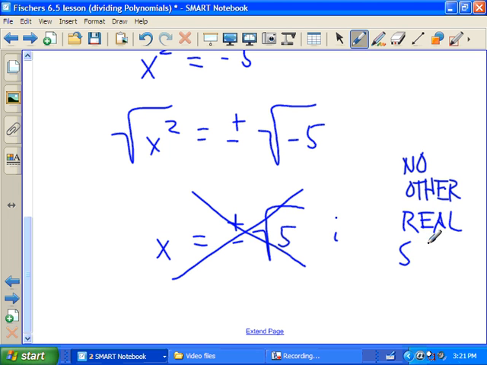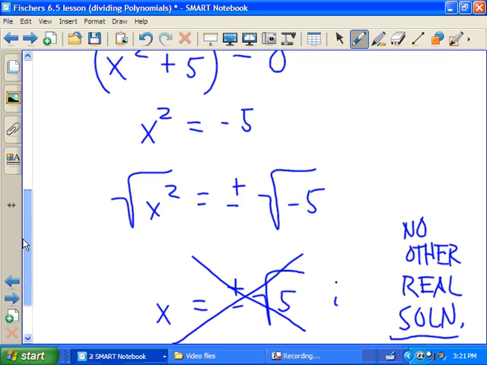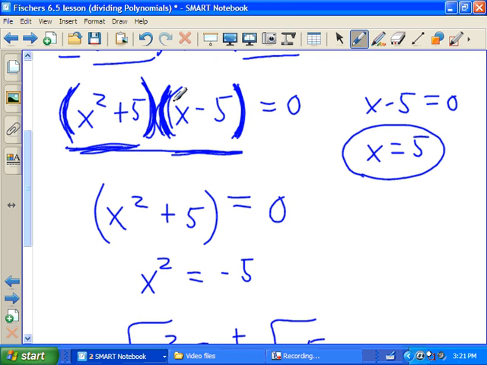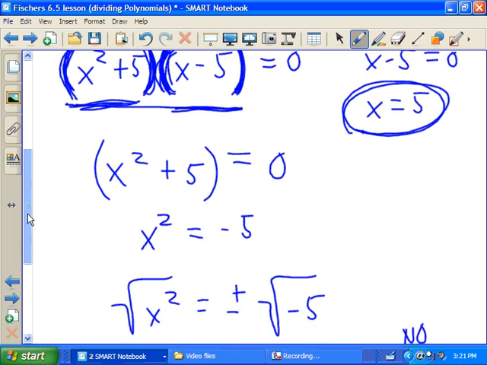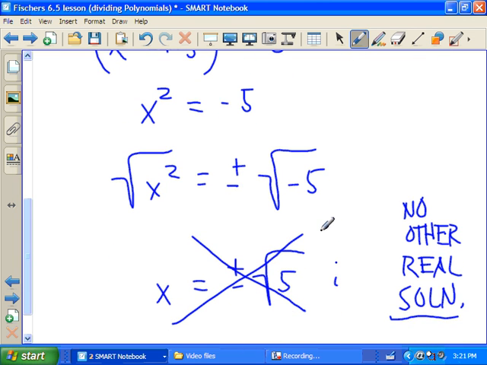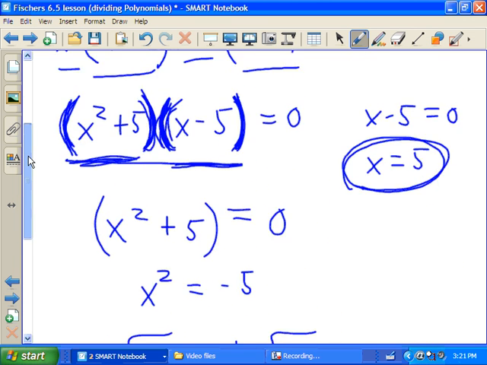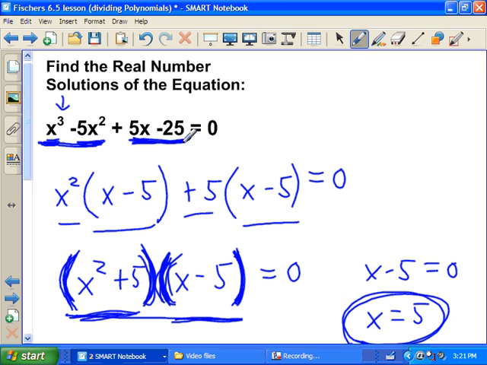The only reason I said other, I'm abbreviating solution here. That stands for solution. Okay, but no other real solution. This one gave us a very real solution, so that's your only answer. This one here didn't give us any real solution. It did give us a complex or an imaginary solution with the square root of a negative number. So you're done. x equals 5 would be the answer, but you've got to know how to factor polynomials by grouping. So I grouped these two, and something very nice happened here. That's the whole key to the problem.